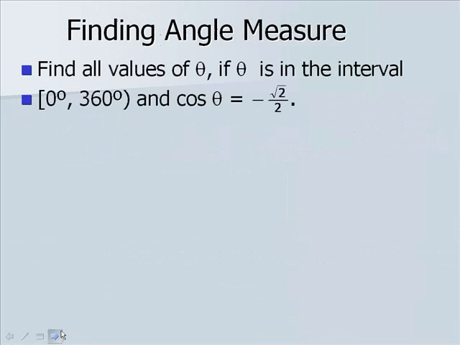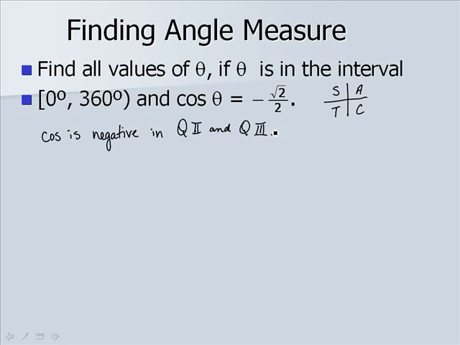Let's find all angles of theta if theta is in the following interval, 0 to 360 degrees, and the cosine of theta is negative square root of 2 over 2. Remember, using CAST, cosine is positive in quadrants 1 and 4, so the cosine will be negative in quadrants 2 and 3.